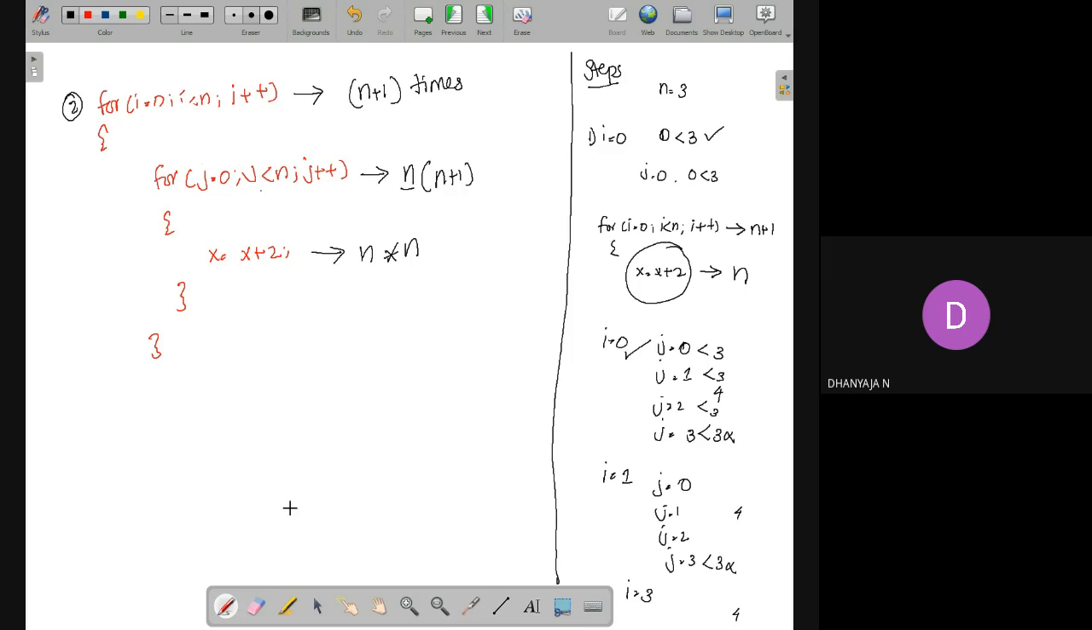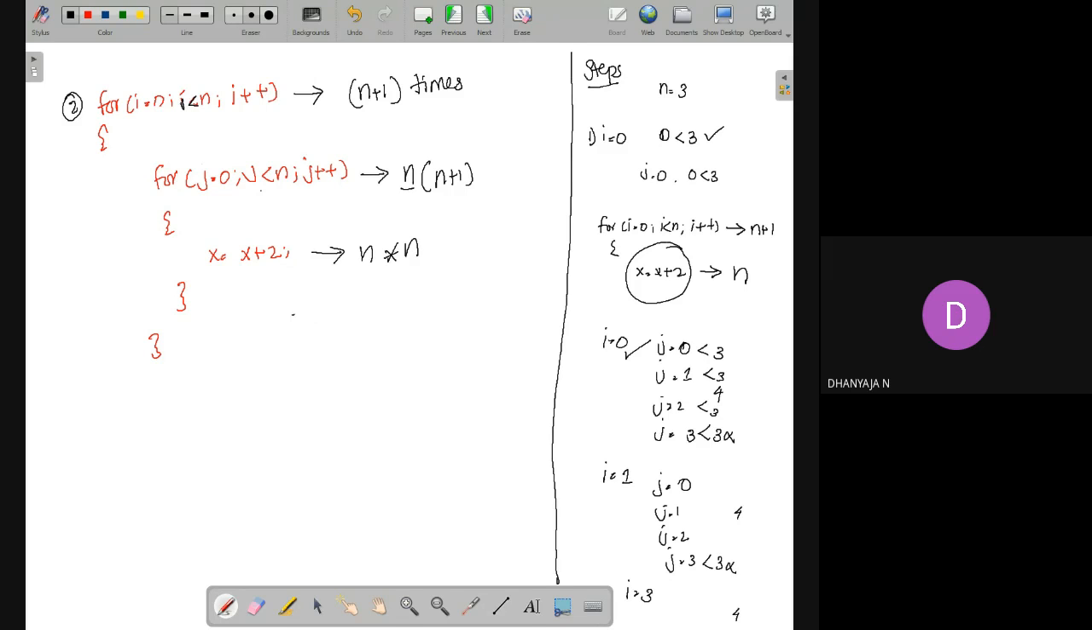Once the inner for loop becomes false, it will again come to the outer for loop and it will increment the value. That was the flow of working of the nested for loop. Now say like that, it will execute n into n times, isn't it? Yes. Okay, is it clear to everyone? Okay.